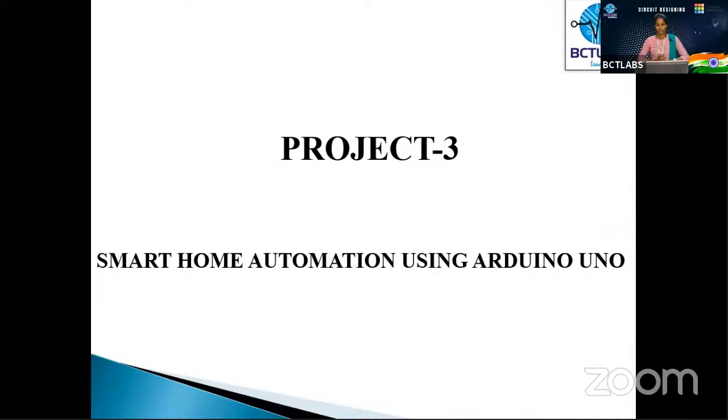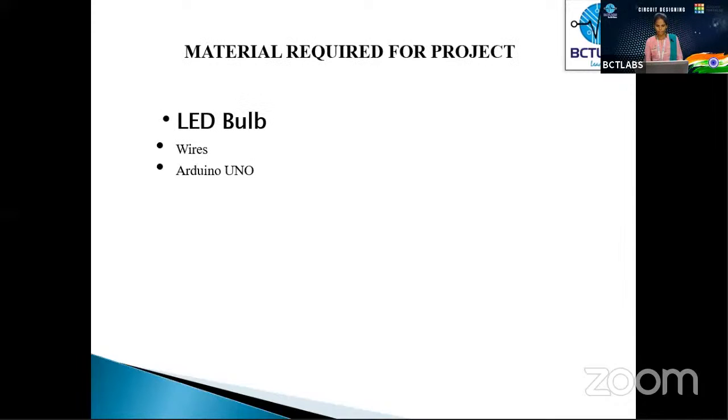Okay, project 3, that is smart home automation using Arduino. First, basically we understood how to code to on and off the LED, right? Like how to give the digital commands like digital write, digital read. So here we are going to understand how to interface the Arduino with input devices, that is sensors. We are going to use some components: LED bulbs, wires, and a PIR sensor, the same as we used in the first project.